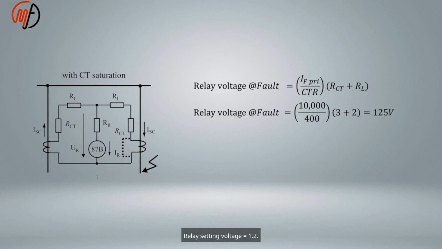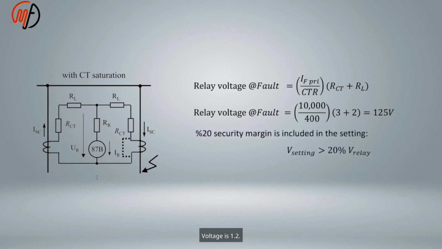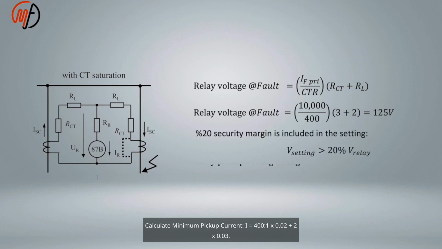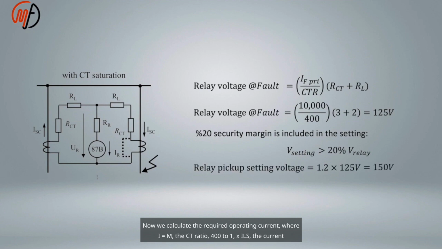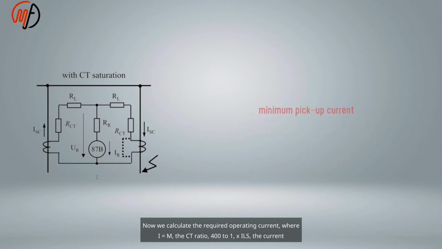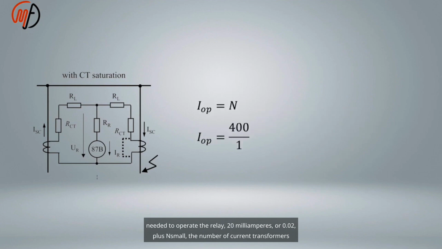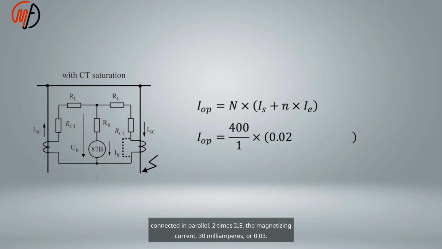Relay setting voltage is 1.2 times 125. Now calculate the minimum pickup current I_op, CT ratio 400:1: I_op = 400 × (0.02 + 2 × 0.03). Now we calculate the required operating current, where the CT ratio is 400:1, times I_S, the current needed to operate the relay, 20 milliamperes or 0.02, plus n, the number of current transformers connected in parallel, 2, times I_e, the magnetizing current, 30 milliamperes or 0.03.